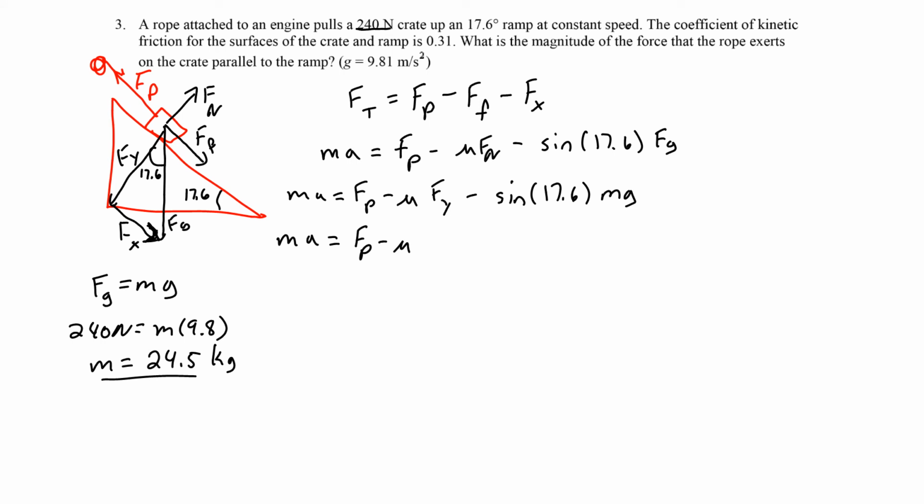What's Fy equal? 0.6 times what? Fg, but we'll just put it in as mg to save ourselves some time. 17.6 times mg. So I substitute in what we know. 24.5. What's a?